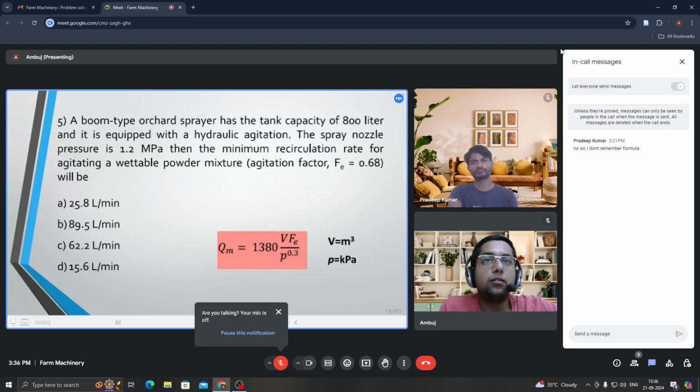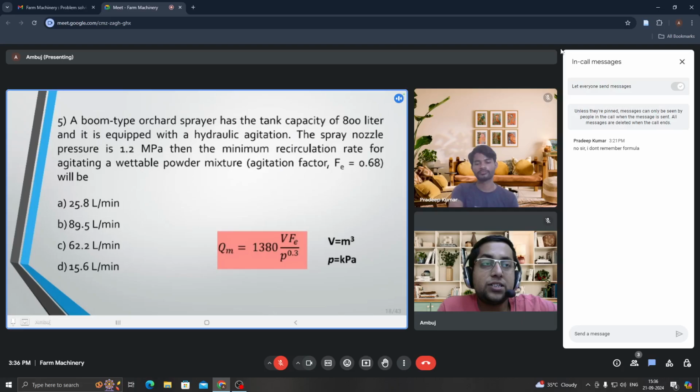V, you have to keep in meter cube. So how would 800 liters be in meter cube? It would be 800 divided by 1000, not by 60, 1000. That would be 0.8 meter cubes. Fe, the empirical coefficient, 0.68 you can keep. Then pressure you have to keep in kilopascals. 1.2 megapascal is 1200 kilopascals. So try to put it in the formula and try to solve.